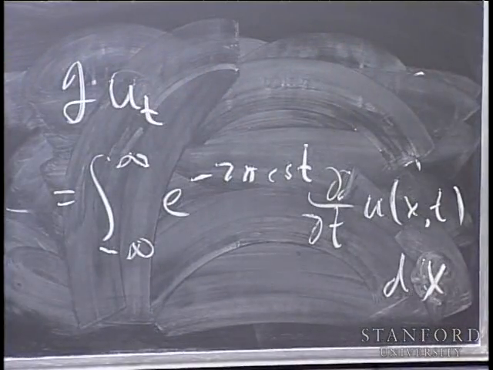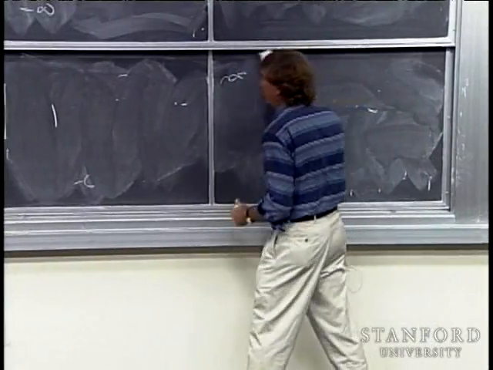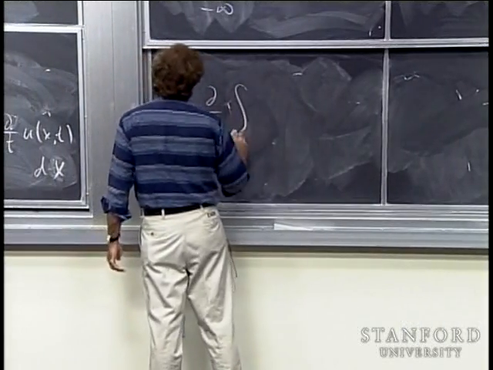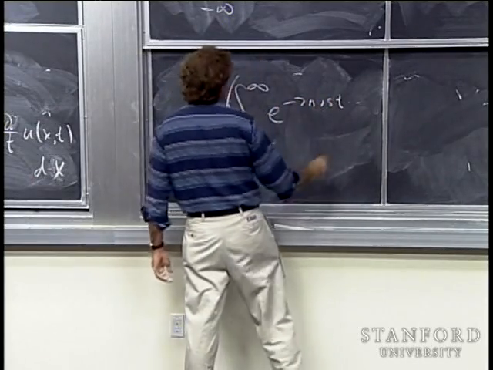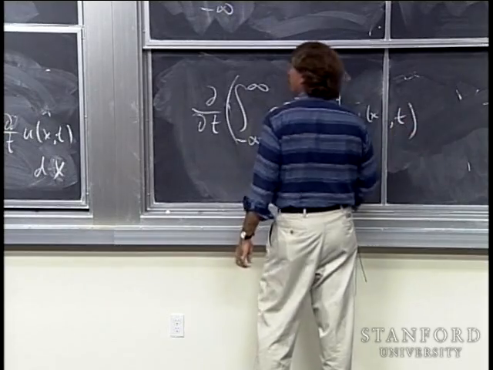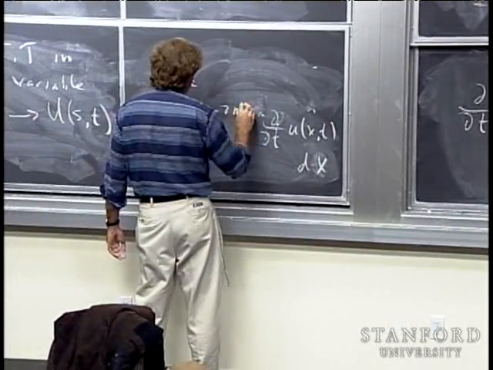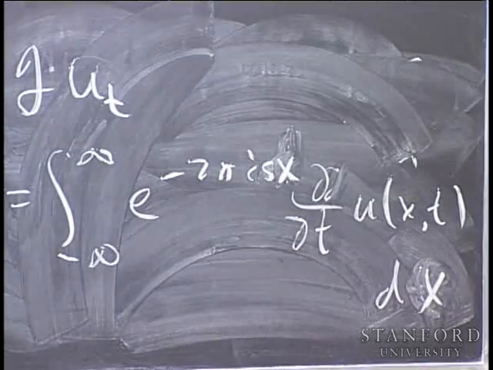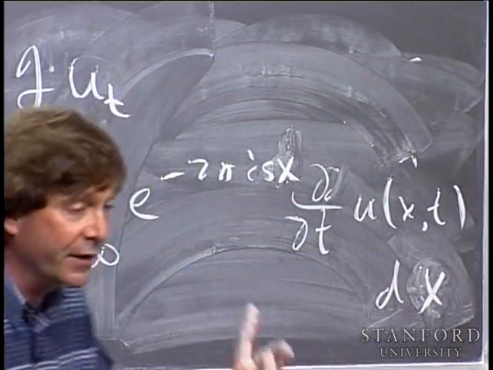That is, I can write this as d/dt of the integral from minus infinity to infinity of e to the minus 2 pi i s x times u of x, t, dx. Sorry, I had written s where it should be x. You have to be so careful in this business. Now everything is okay. I'm taking the Fourier transform with respect to x, which I'm calling the spatial variable.